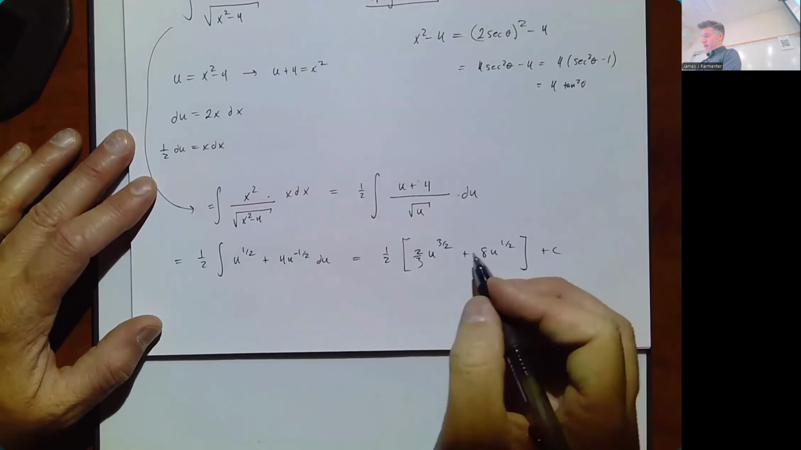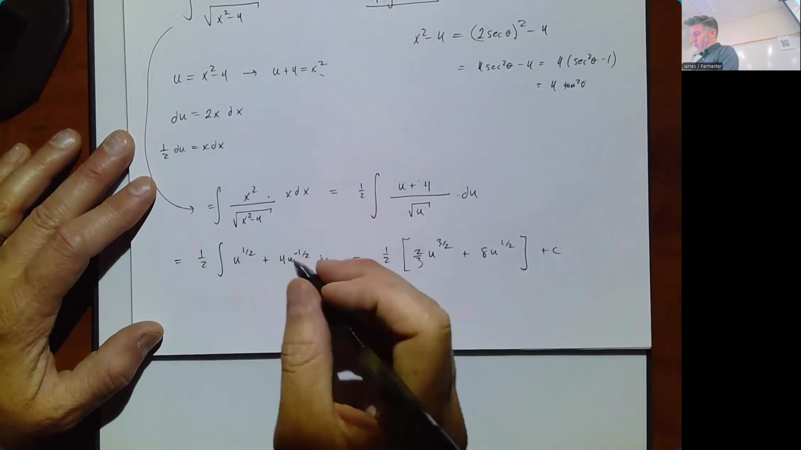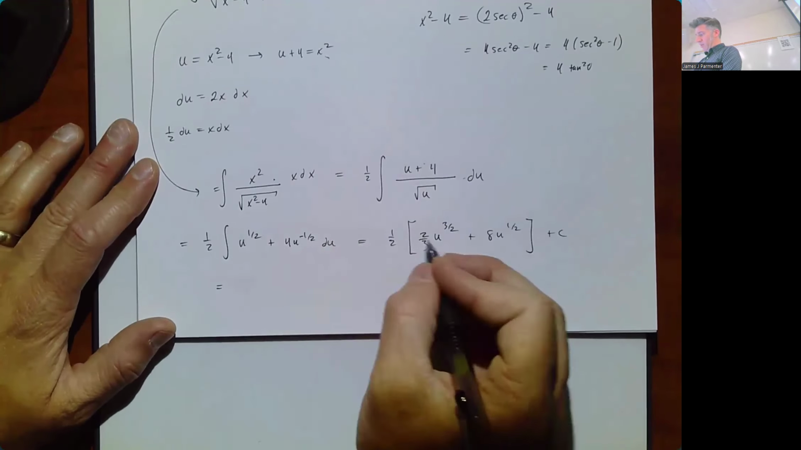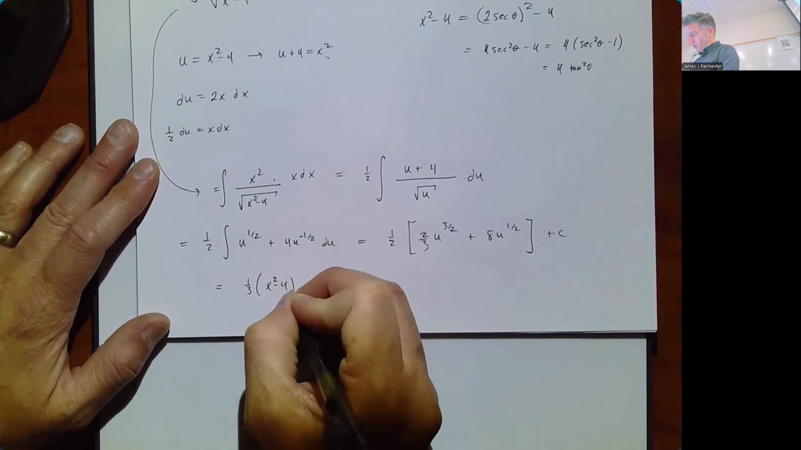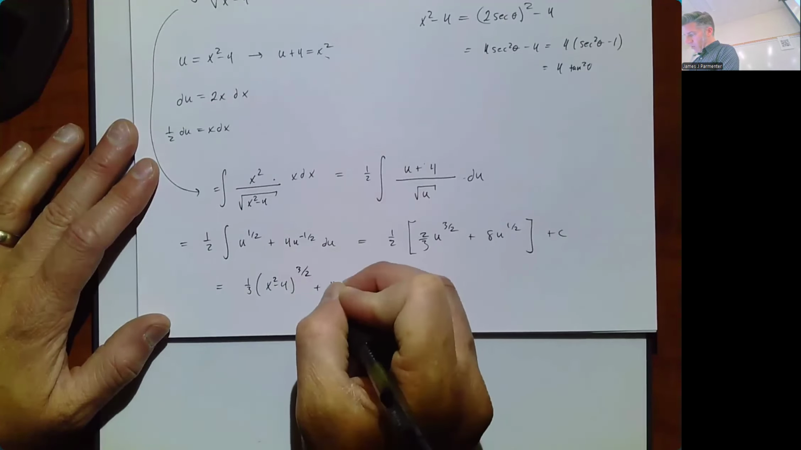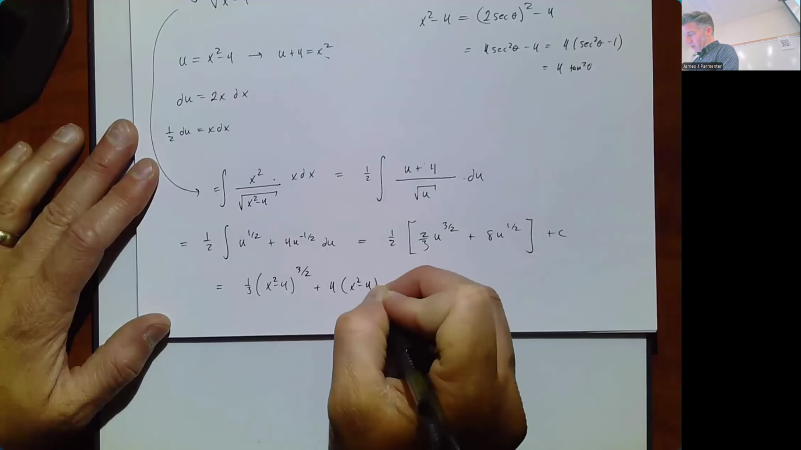And then plugging back in that u is equal to x squared minus 4, we end up with, I'm going to distribute the 1/2 as well. 1/3 times x squared minus 4 to the 3/2 plus 4 times x squared minus 4 to the 1/2.